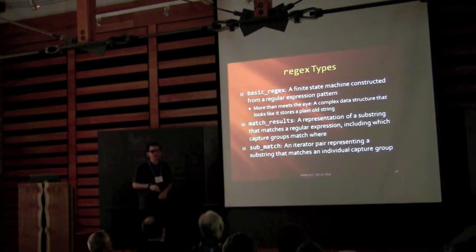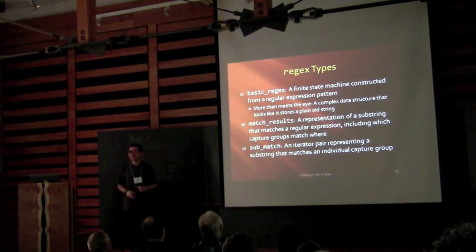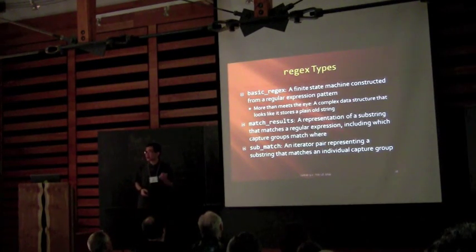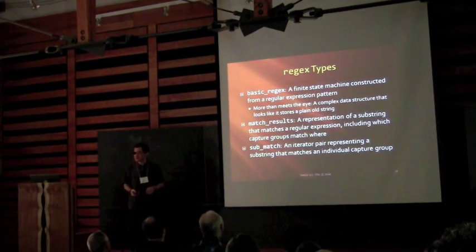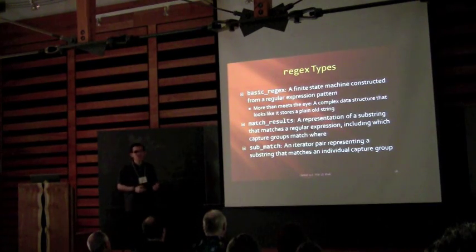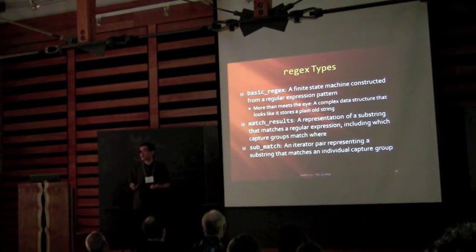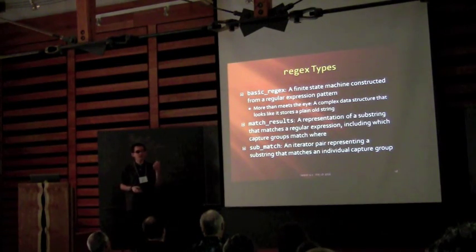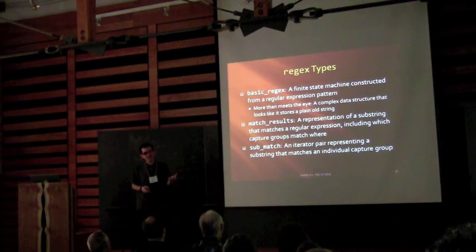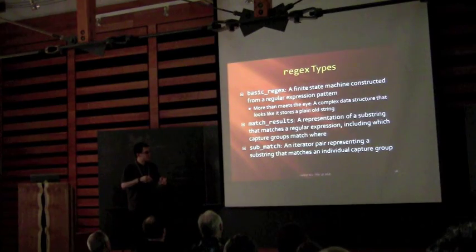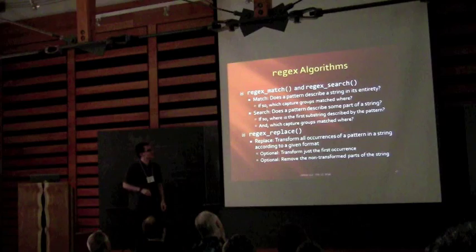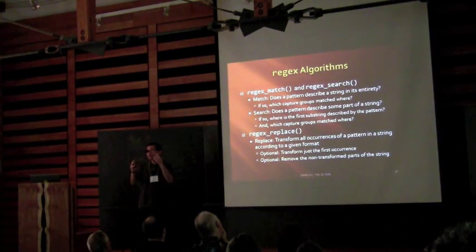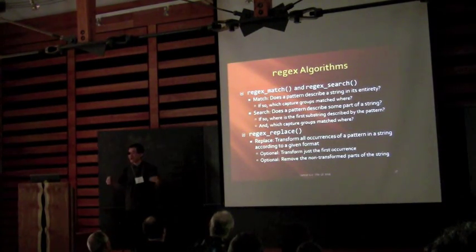There's also a couple helper classes. Match results is sort of unique. It's a container that the regex library will fill for you. You can't fill it yourself, you can only inspect it. And it'll tell you which parts of a regex match where. And match results is really a container for submatch. Submatch will describe what part of a target string matched your capture group of a regex. And this is actually really cool. We'll see how this works. It's extremely efficient.